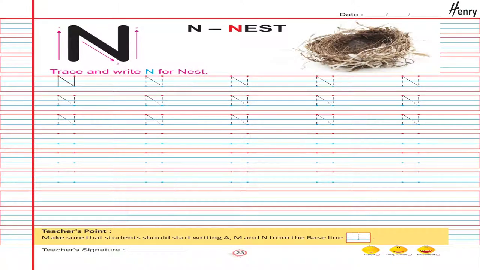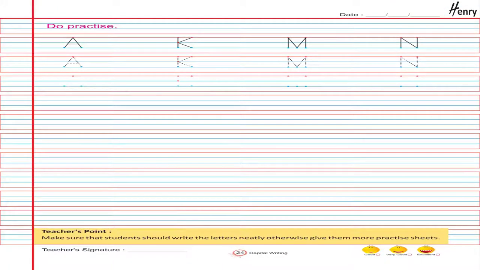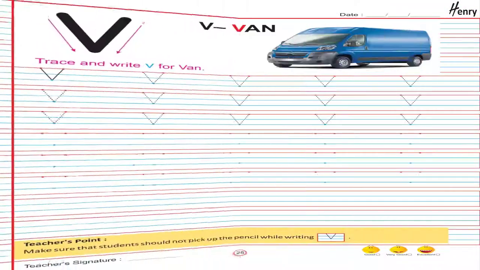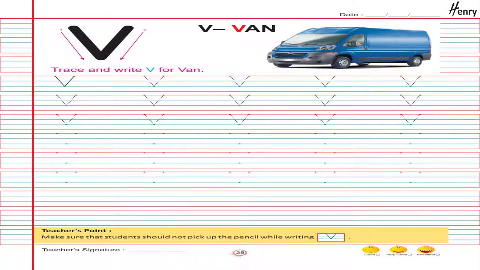N, nest. N, trace and write N for nest. Do practice. V, van. V, trace and write V for van.